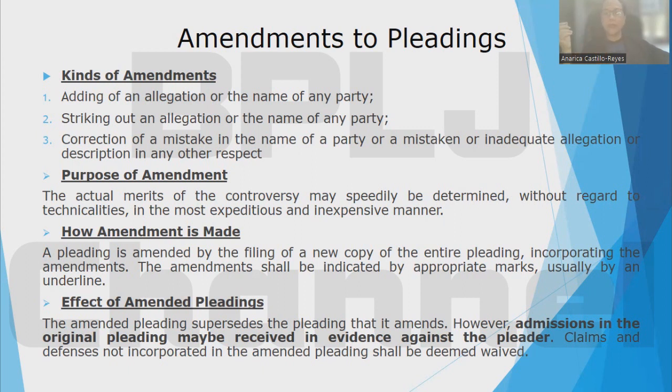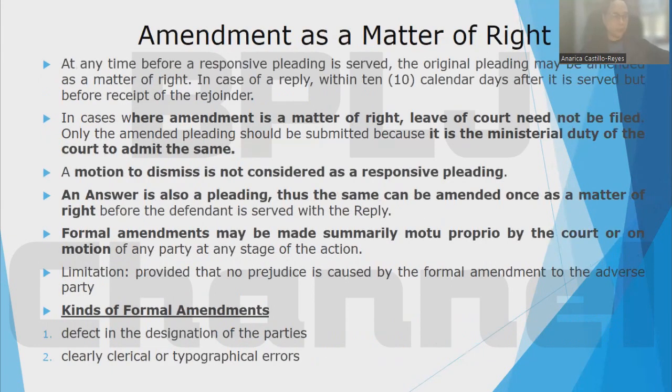What is the effect of an amended pleading? The amended pleading supersedes the pleading that it amends. However, admissions in the original pleading may be received in evidence against the pleader.